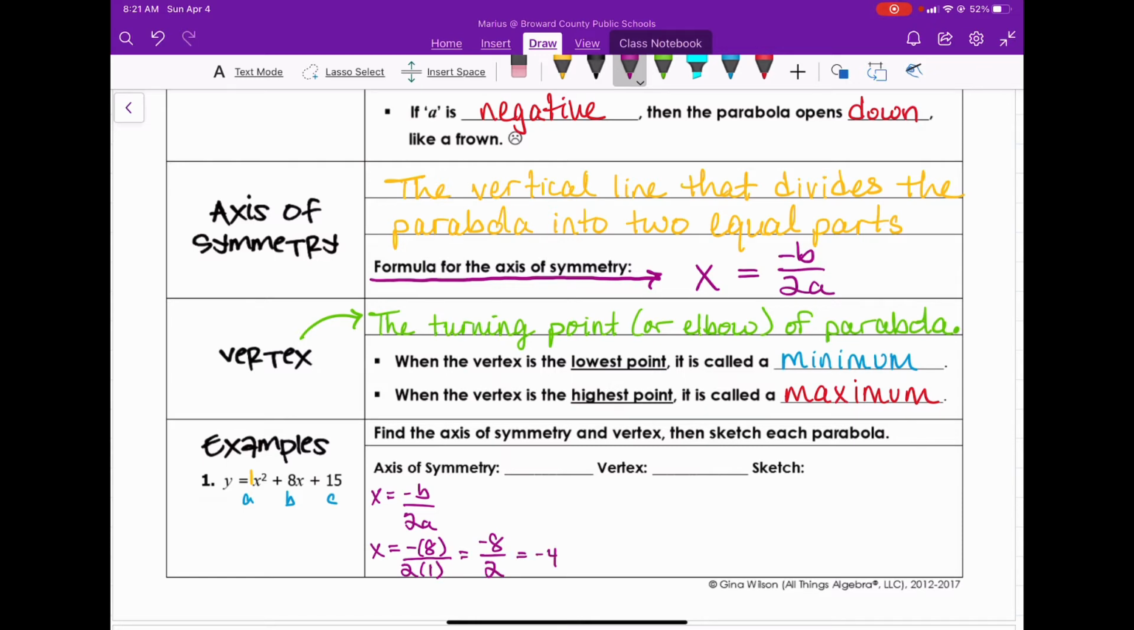So now we found the axis of symmetry to be x equals negative 4. Alright, now let's go ahead and do the vertex. Well, how do we find the vertex? We have to plug in x equals negative 4 into the actual quadratic equation.